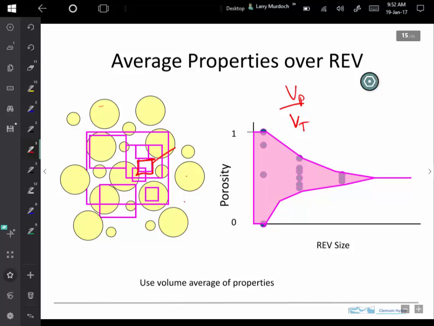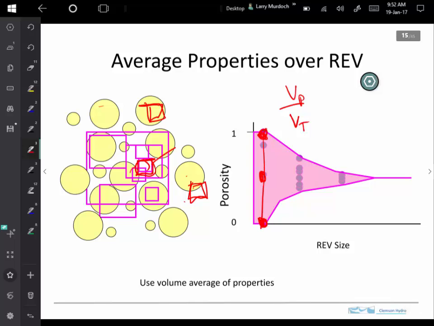So for an REV that's this size here, the pores are equal to the total volume. So the porosity would be 1 right here. But if we move that size block over to here, say, then the porosity would be 0 because it would all be solid. And if we move it around, we could have that size right there, and it would be 50%. So for an REV that's this size, smaller than the grains, as we move it around, the porosity varies from 0 to 1.